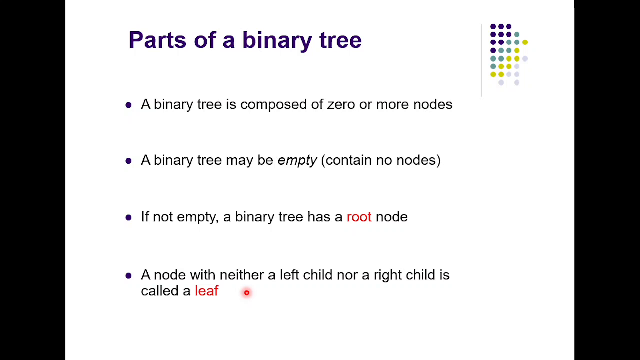First we will see the parts of a tree, then we will move further to see it in the form of a diagram. So what are the parts of a tree? A binary tree is composed of zero or more nodes, as we discussed. A binary tree may be empty, which means it may not have any element, or otherwise, if a tree is not empty, then definitely a binary tree will have a root node. A node with neither a left child nor a right child is called a leaf node. We will see all these terminologies in the form of a diagram.